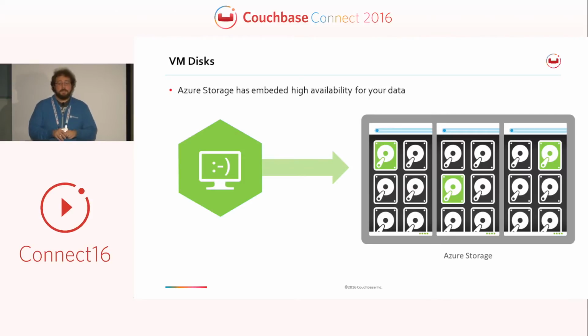Couchbase has the replication factor that you can use to replicate the data across the nodes. So if you lose a node, you're going to have the data distributed on your cluster, but you don't need to worry about replicating the data inside the VM with a mirror, for example, for the disks.